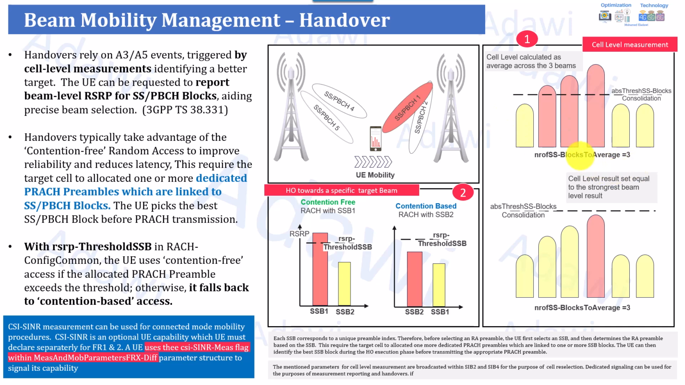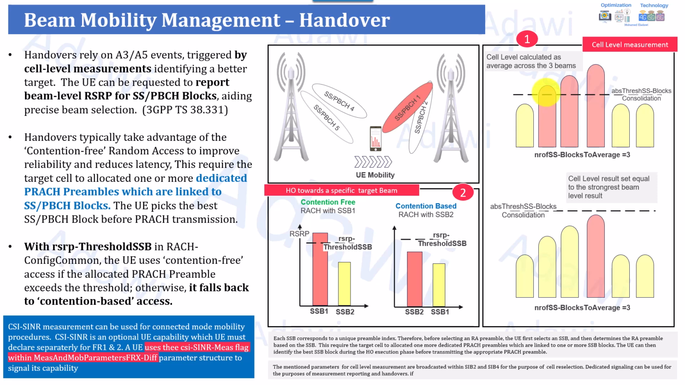It should be the best one, right? So how will the best beams be decided? Based on the SSB blocks and on another parameter called absThreshSS-BlocksConsolidation, the threshold for SSB blocks. For example, this threshold is 100 dB. Any SSB beams that are better than this threshold will be candidates for the averaging, to decide the linear average used for the cell level measurement.